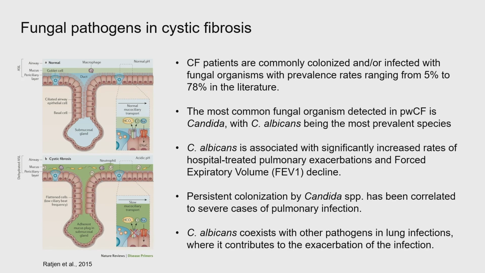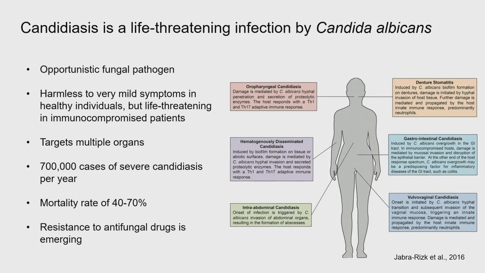So let me tell you a little bit about Candida. Candida is an opportunistic fungal pathogen. It's harmless to healthy people, but in immunocompromised patients, it can be really devastating. It targets multiple organs. Anywhere there is epithelium, you find Candida, including lung. The death toll from Candida infection each year is about 400,000 to 500,000 people, which is a crazy high number. And the problem is that resistance to antifungal drugs is on the rise, mostly due to global warming.